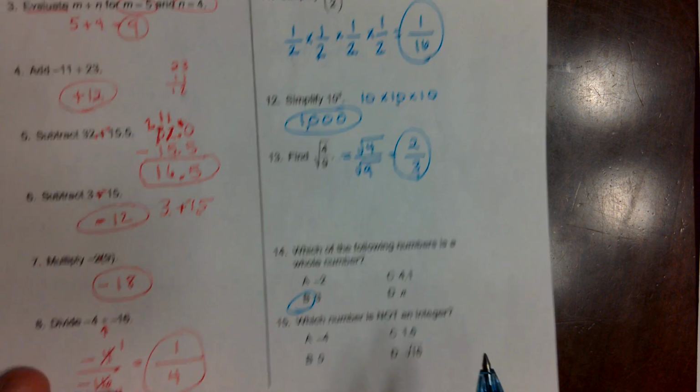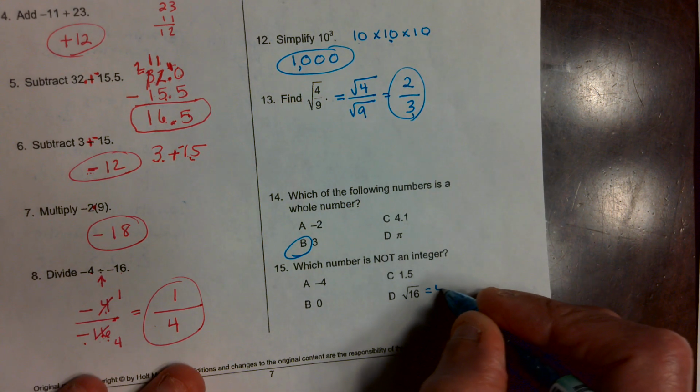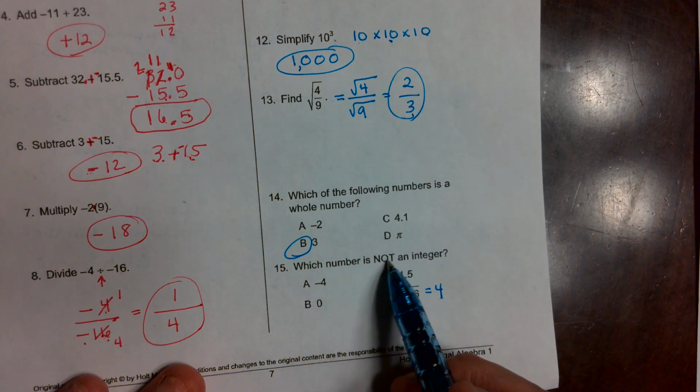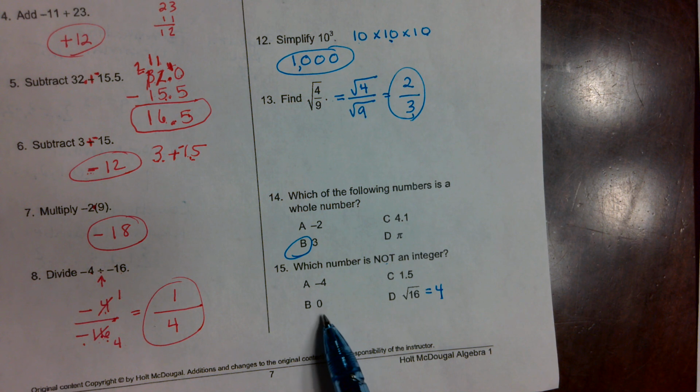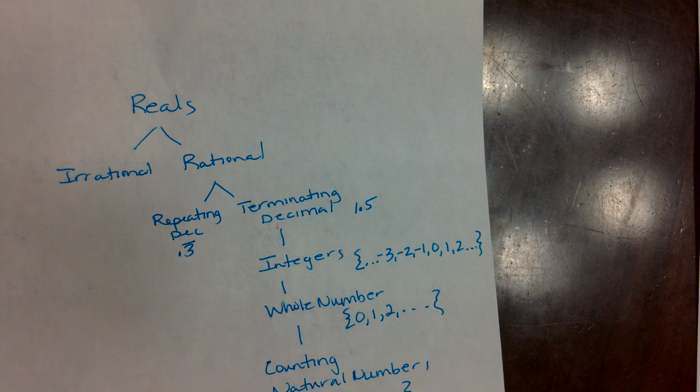So let's see. Square root of 16 is 4. Is that an integer? Yes. Oh, I gotta look for the one that's not. Okay. 0, is that an integer? Yes. Is -4 an integer? Yes. The only one that is not is this. And that is a terminating decimal, one notch above the integer. The rest of them all fell in this category.